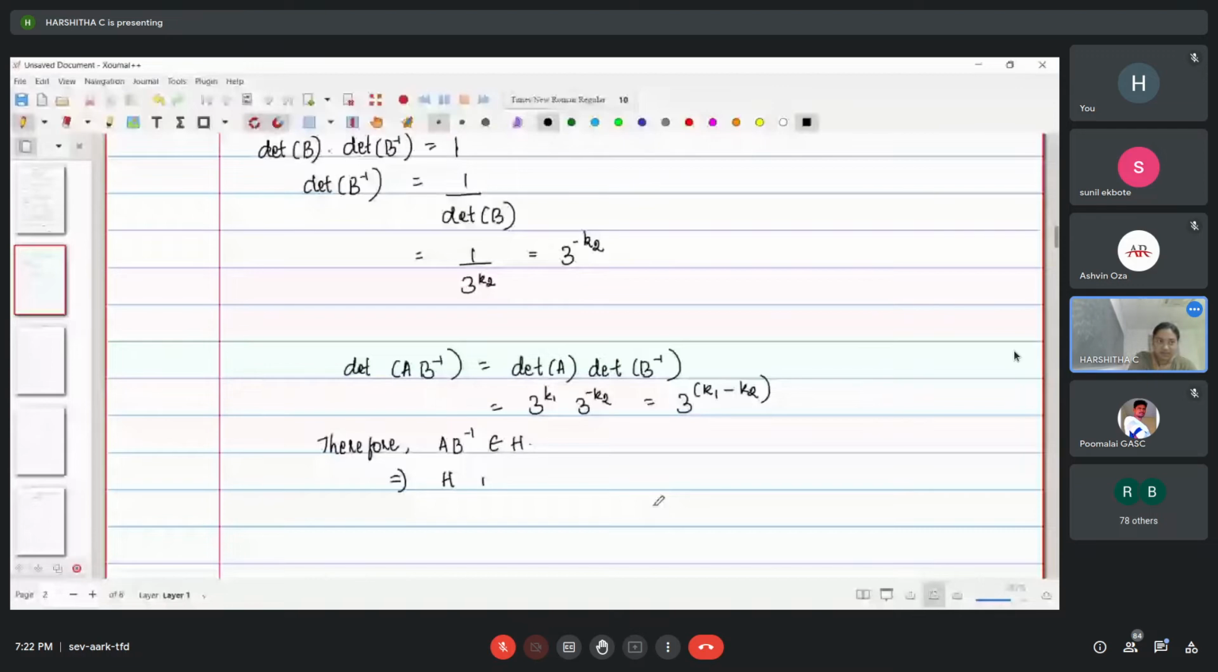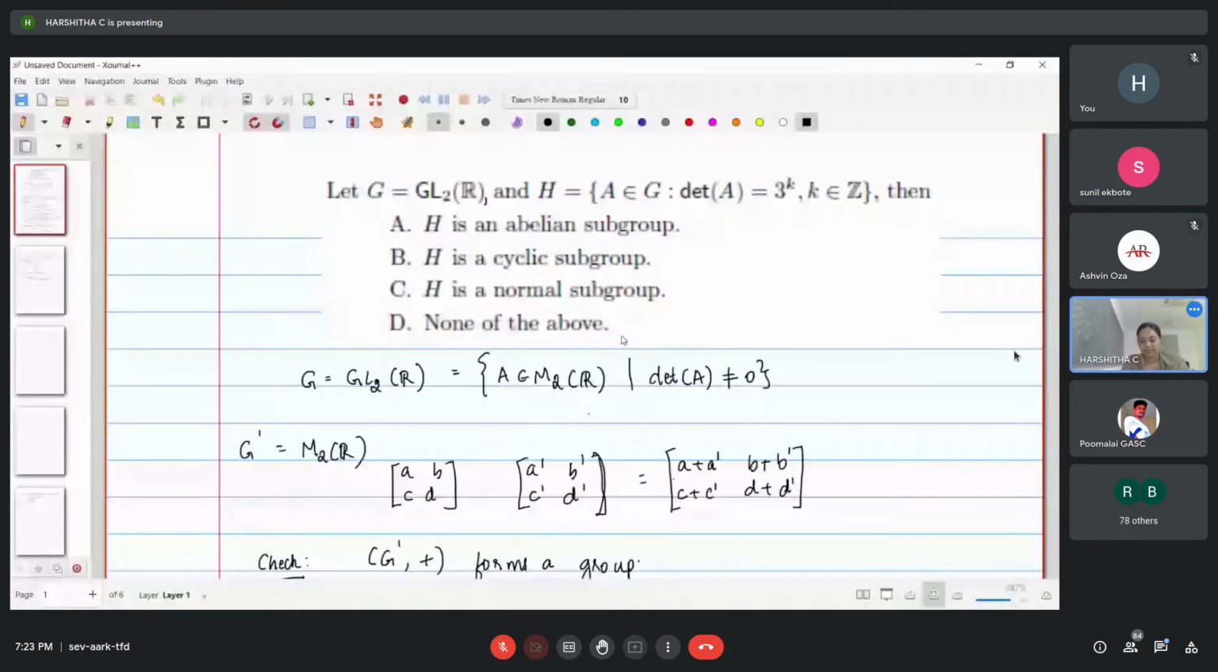So any questions? No, ma'am, we can continue. Okay. So is it abelian? Anybody wants to try this? It may not be true, I think. So can you give a counter example? Can you give two matrices in H which do not commute?